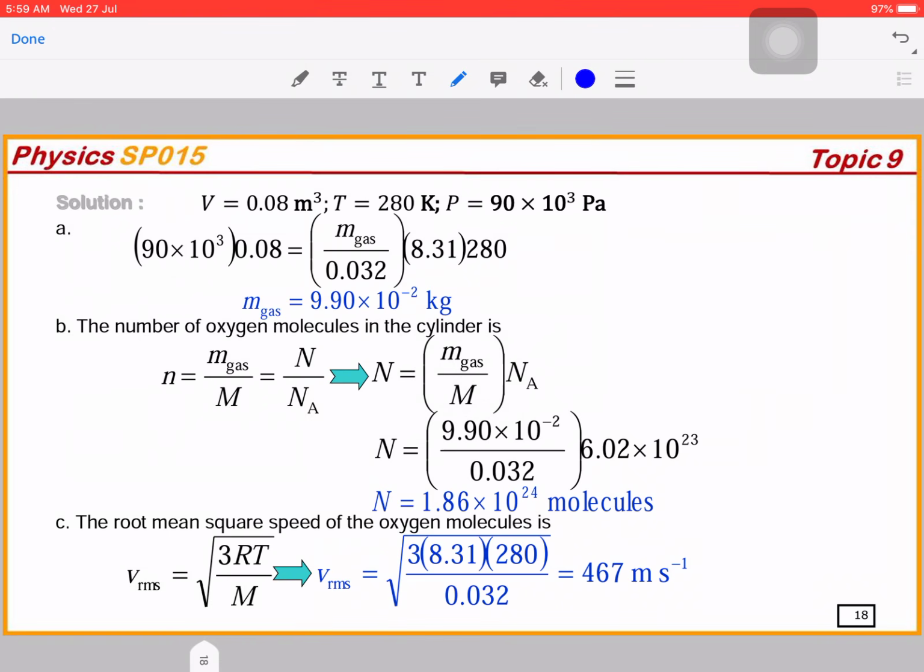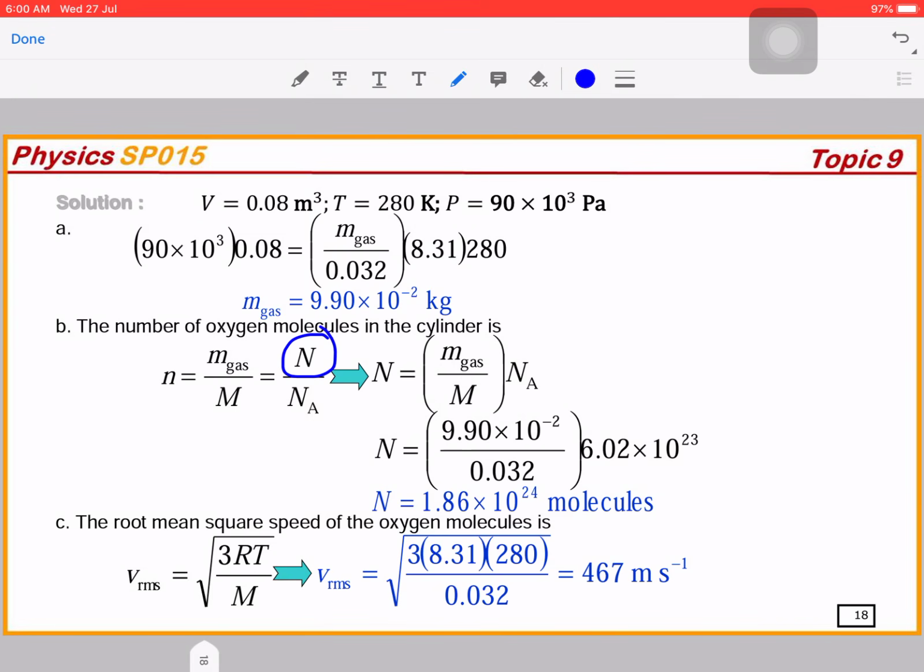So we just substitute the values. You have m gas equal to 9.9 times 10 to the power of negative 2 kg. Next, they want you to find the number of oxygen molecules N. We know that we have two equations: n is equal to m gas over M, and n is equal to N over NA, where NA is the Avogadro number. Again, you just substitute the values. You will have N, the number of molecules, as 1.86 times 10 to the power of 24 molecules.